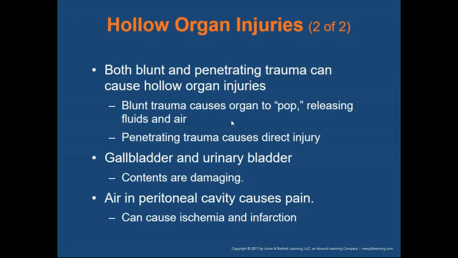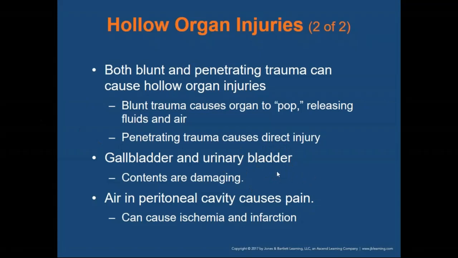Blunt trauma can cause hollow organs to pop and release fluids and air. A ruptured colon from blunt force trauma to the abdomen, or a ruptured small intestine, can release enough air that you can actually feel subcutaneous emphysema when you palpate the abdomen. Very surprising when you find it, because you don't expect to find sub-Q emphysema in the abdomen. Penetrating trauma causes direct injury, like we've already mentioned.